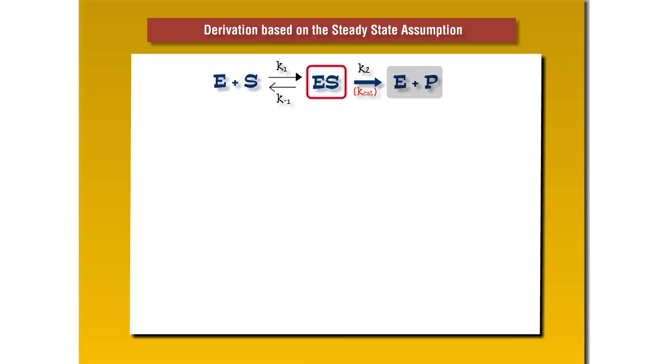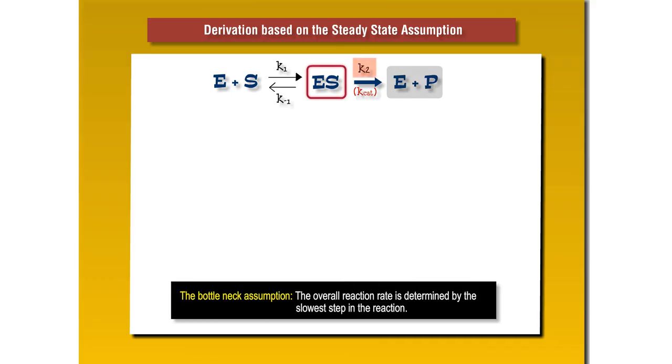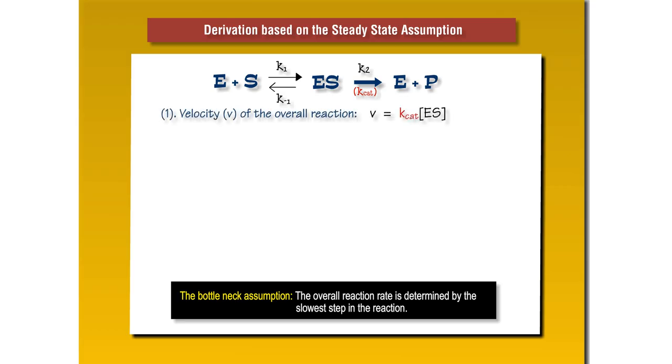Similar to the Michaelis-Menten approach, K2, the chemical step, is assumed to take place much more slowly than K1 and K-1. Therefore, K2 is the rate-limiting step. Based on the bottleneck assumption, the overall rate of the reaction is determined by the slowest step. Thus, the reaction velocity is equal to Kcat multiplied by the concentration of the ES complex.